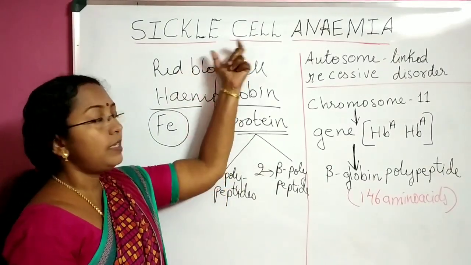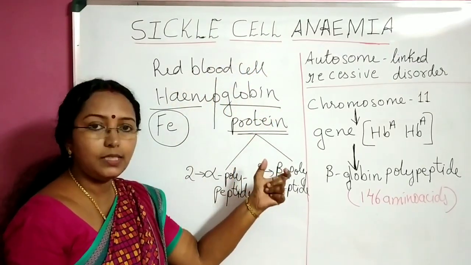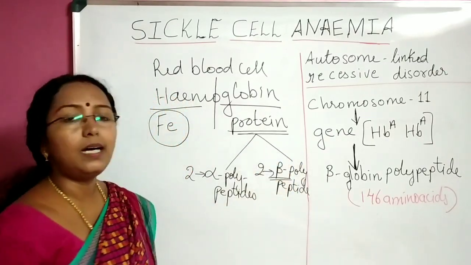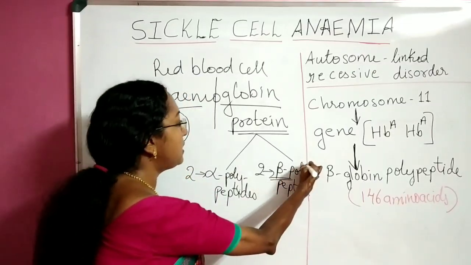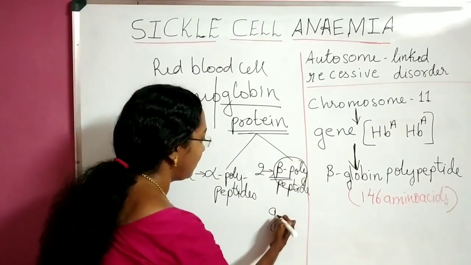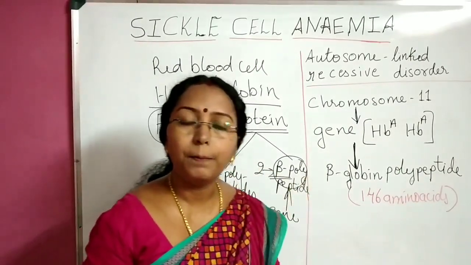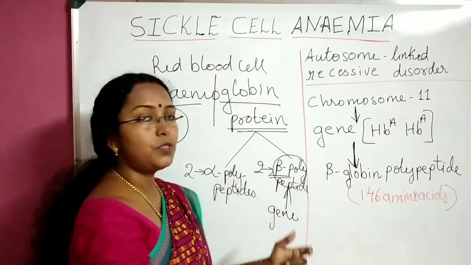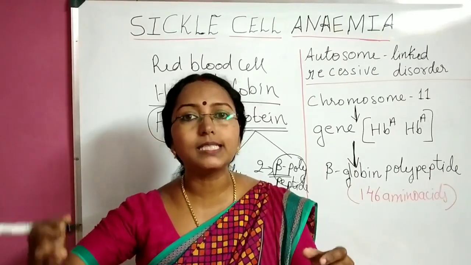Now, in this case of sickle cell anemia, we focus on a gene which is responsible for the production of beta polypeptide. So, our focus is on this beta polypeptide. There is a gene which is responsible for the production of beta polypeptide. And you know, this beta polypeptide is made up of 146 amino acids.